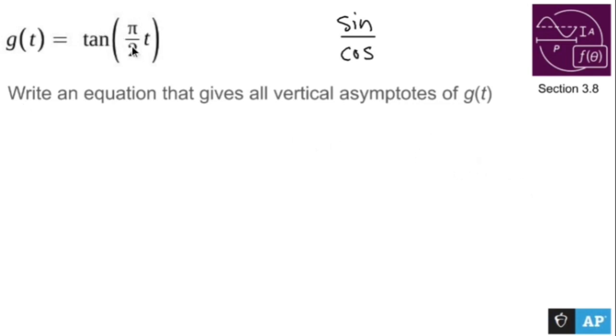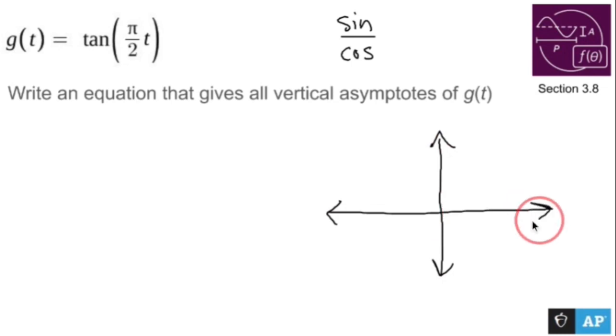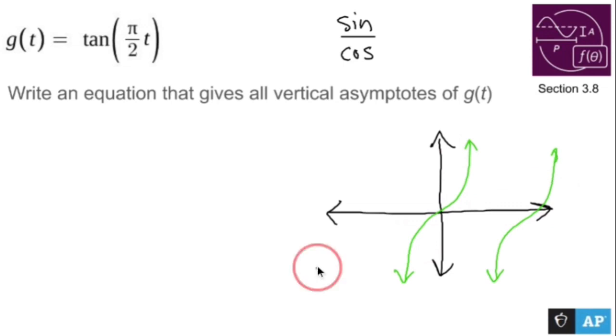Now, before we try to figure out the pi over 2 t part, let's try to understand what a regular tangent function looks like. Okay, tangent, when graphed, looks something like this. It goes through the origin and has this curve, and then it repeats itself, and repeats itself. Here is where we have our vertical asymptotes.